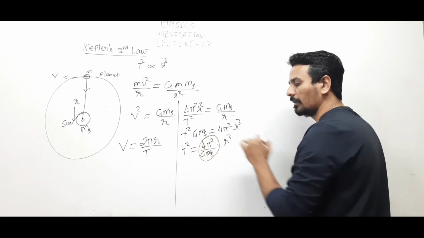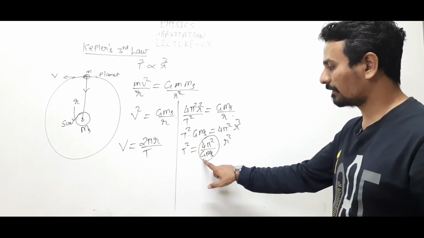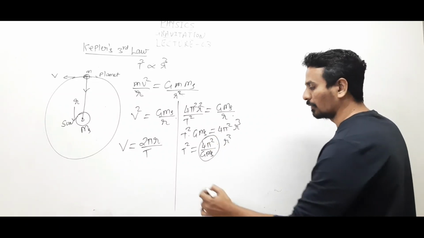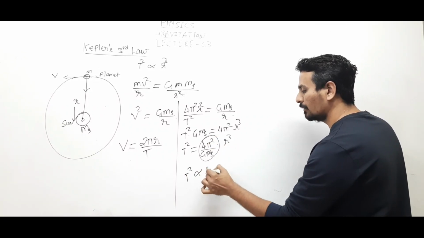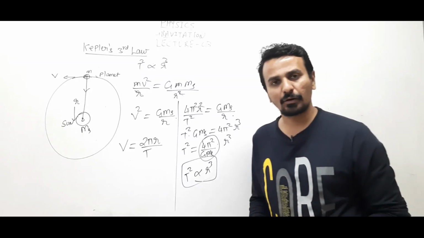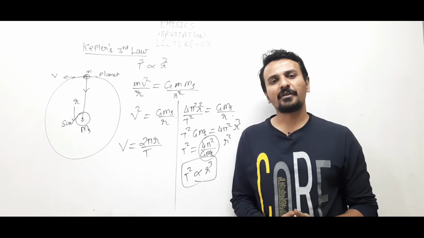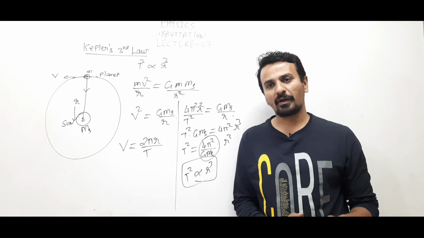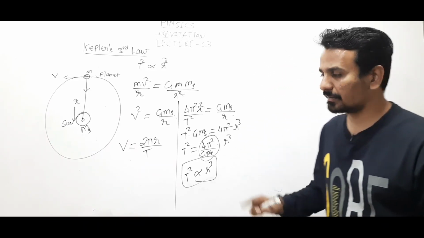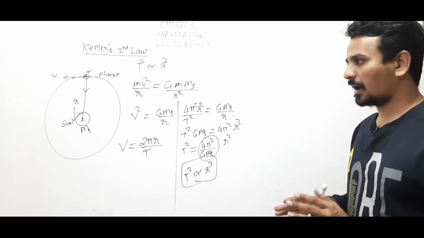This term is constant: G is the universal gravitation constant and this is the mass of the sun, so this whole term is constant. So T squared is proportional to r cubed. This is what Kepler's third law is. The square of the time period taken by a planet to revolve around the sun is proportional to the cube of the distance between them. Clear? This is what we have proved.